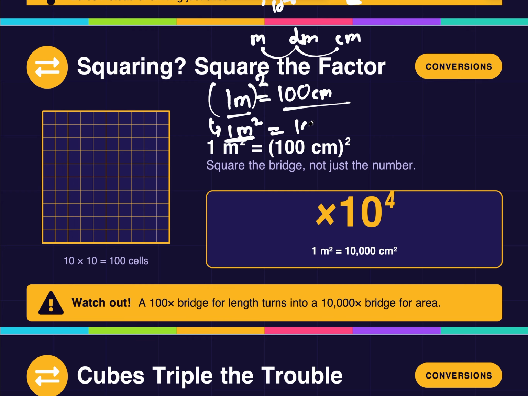But then what is 100 centimeters squared? Well, first that would be 100 squared times centimeters squared, right? That would become 10,000 centimeters squared is equal to 1 meter squared.